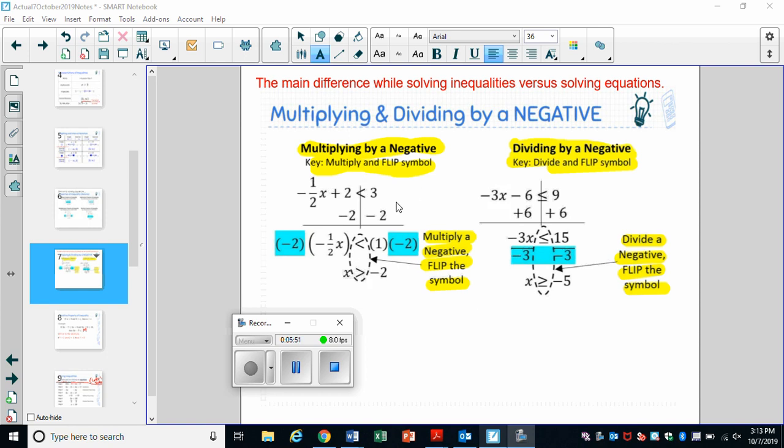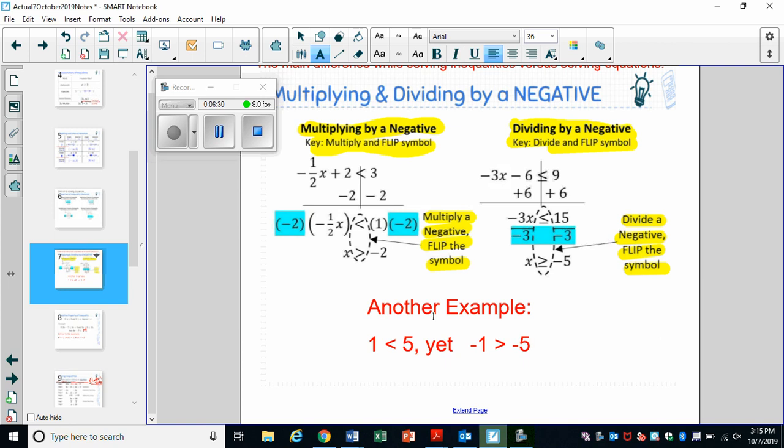So we have 2 examples. First example, we subtract the 2, but then when we multiply by -2 to get rid of our fraction, we switch our inequality from a less than to a greater than. Similarly, when we divide by a negative, so for this example to the left, first add 6 to both sides, and then we divided both sides by -3. When you divide both sides by a negative, you switch the direction of the inequality.